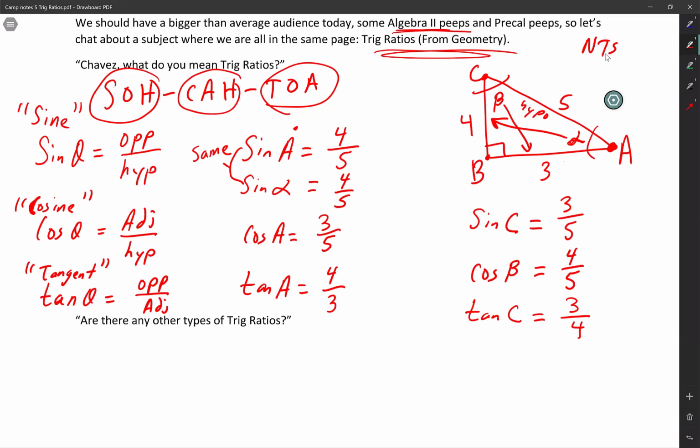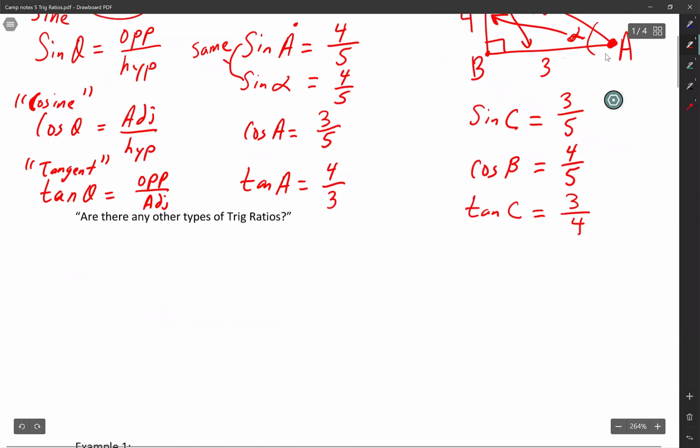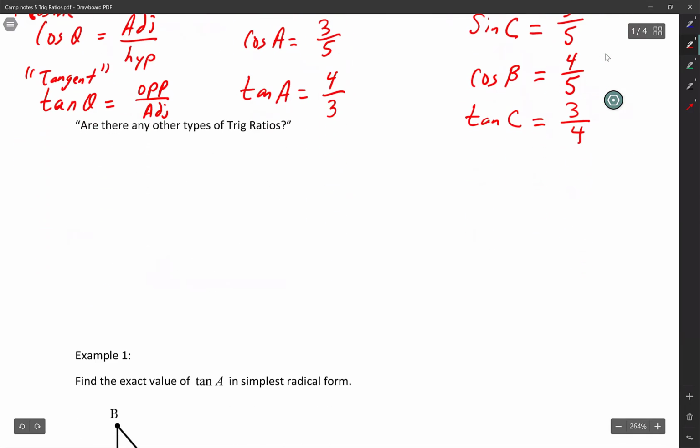It's just trig ratios. All right, now there are other types of ratios. Why can't I say that word right? Ratios. All right, there are other types of ratios. They're called reciprocals. Reciprocal ratios. And don't worry, we're going to talk about them.